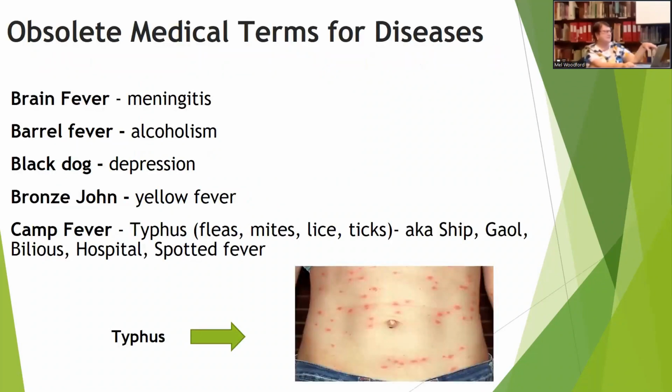Just some other obsolete medical terms for diseases. Brain fever, you might hear or read that phrase, and that's meningitis. Barrel fever. And you probably have all heard of black dog depression. And camp fever is typhus, and that's caused by the fleas and the mites. And it occurs in crowded conditions, like convicts on ships coming out would have ended up with typhus, or in jail. And this is a picture of an adolescent with typhus.